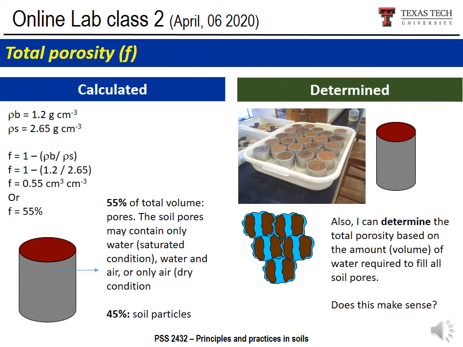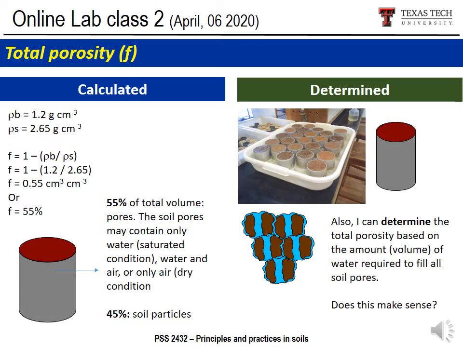Okay, and now, how can I determine the total porosity? I have two options, the calculated option and the determined option. Okay, the first one is very easy. Since I know the soil bulk density, for example 1.2, and I know the soil particle density, remember, I can measure or I can consider 2.65. Do you remember why?